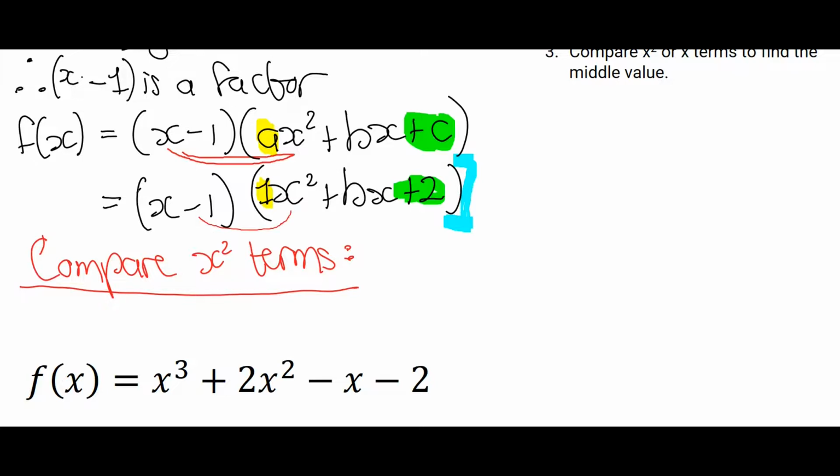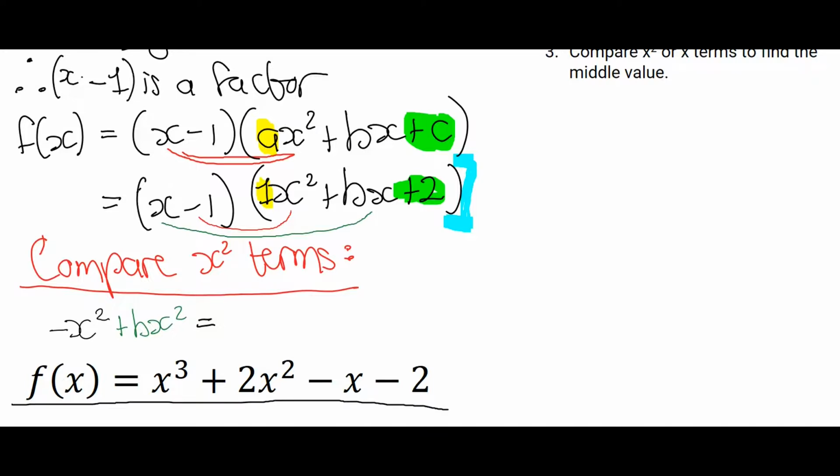1x squared gives us minus x squared. Okay, and then the second one is your x times your bx. X times bx gives us plus bx squared. Then that is going to be equal to our x squared term in the original expression. Here's the original expression again. So what is the x squared term in here? It's 2x squared. So we're going to say that that is equal to 2x squared.